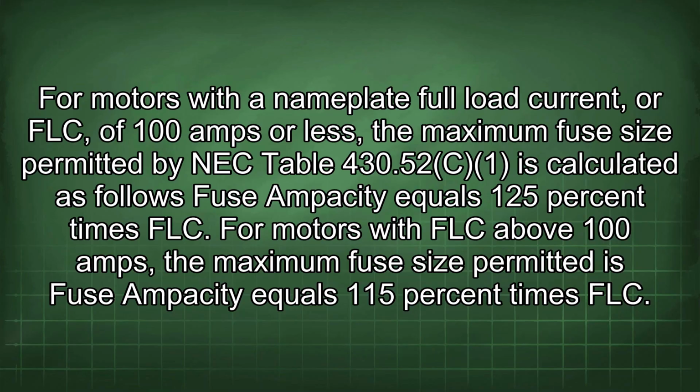For motors with the nameplate full load current, or FLC, of 100 amps or less, the maximum fuse size permitted by NEC Table 430.52 code is calculated as follows: fuse ampacity equals 125% times FLC. For motors with FLC above 100 amps, the maximum fuse size permitted is fuse ampacity equals 115% times FLC.